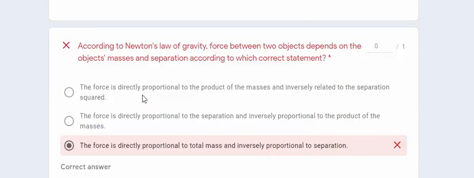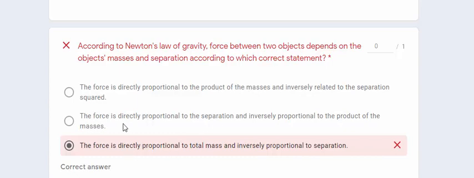So in this case, the answers we have, the force is directly proportional to the product of the masses and inversely related to the separation squared. Now, this is the correct answer because it tells me it is inversely related to the separation, which is the distance squared, and it also tells me it is proportional to the product of the masses. So both masses are going to play a role.